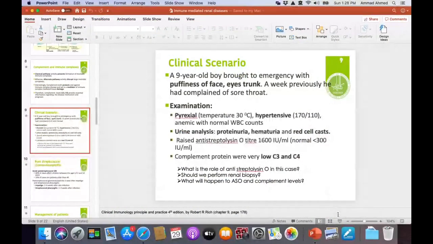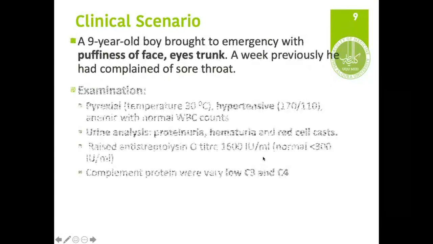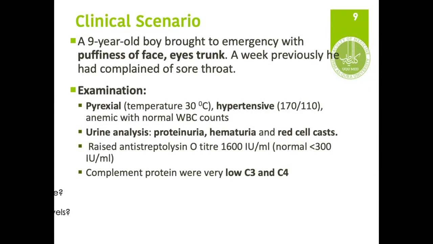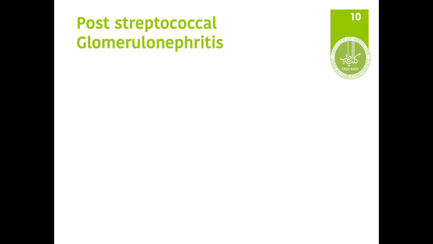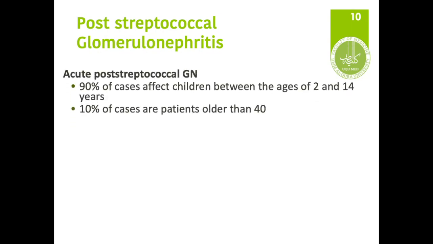Anyway. The first thing is that this particular condition, you might have noticed, is a case of post-streptococcal glomerulonephritis, and post-streptococcal glomerulonephritis is caused by group A beta hemolytic streptococci. It's an acute condition. It's just a matter of 1 to 3 weeks that results in the features of proteinuria and hematuria. 90% of cases affect children between the ages of 2 and 14 years, and 10% of the cases are patients older than 40 years.